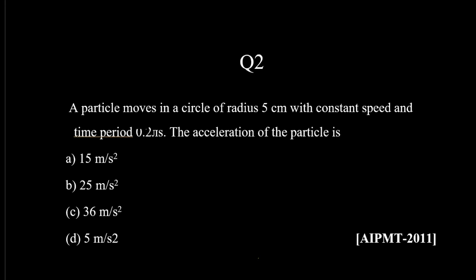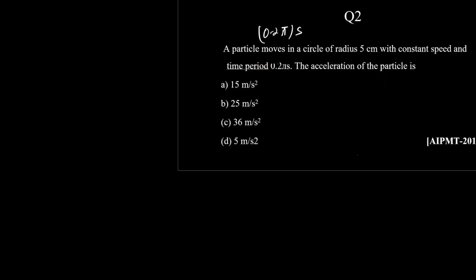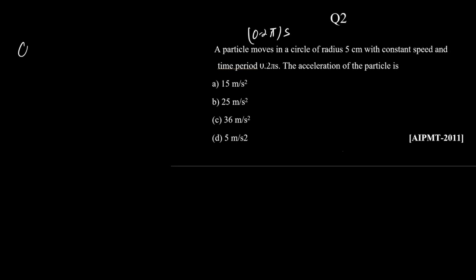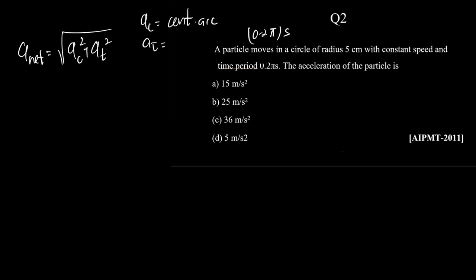A particle moves in a circle of radius 5 centimeter with constant speed and time period 0.2π seconds. The acceleration of the particle is, so very simple question. So we know that a net is equal to root of AC square plus AT square. What is AC? AC is centripetal acceleration, and what is AT? Tangential acceleration.